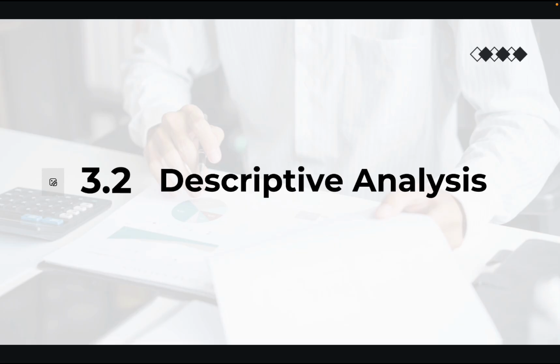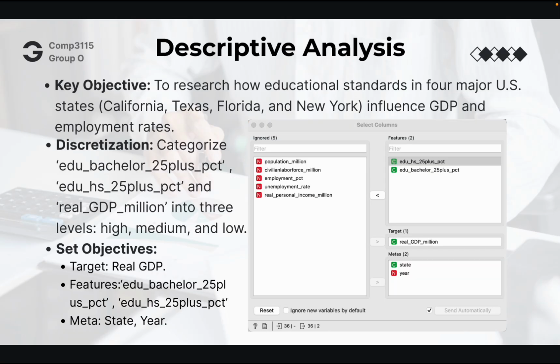Next, we will conduct a descriptive analysis to research how educational standards in 4 major U.S. states influence GDP and employment rates. First, we perform discretization and categorize education bachelor, education high school, and real GDP million into 3 levels: high, median, and low. Next, set the objectives. Target is real GDP, feature is bachelor and high school, meta is state and year.